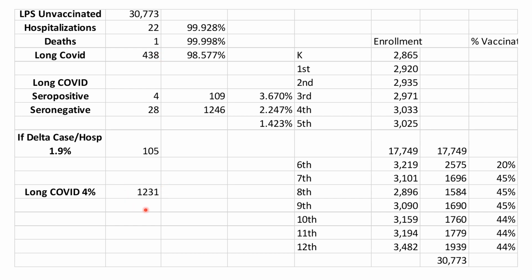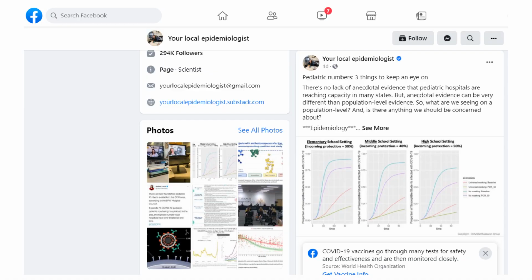So you could have 1,200 long COVID cases in Lincoln Public Schools, and that'd be a lot of kids who'd be suffering for weeks and missing out on instructional time, for example. All of these are problems for a school. If you want a deeper dive on some of the pediatric numbers, you can go to Your Local Epidemiologist, who went through some of this as well. So it's not just people like me saying this.